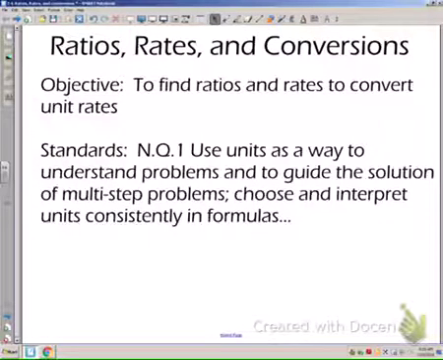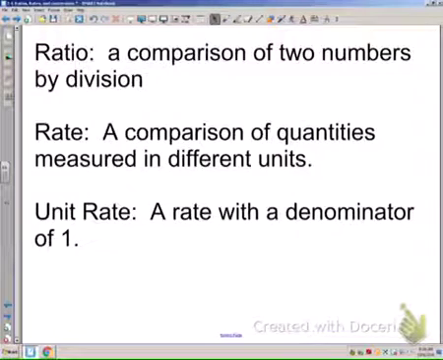In today's lesson, I want to focus on ratios, rates, and conversions. The objective is to find ratios and rates and to convert unit rates. The standard is to use units as a way to understand problems and to guide the solution of multi-step problems, and choose and interpret units consistently in formulas. So let's get started with this.